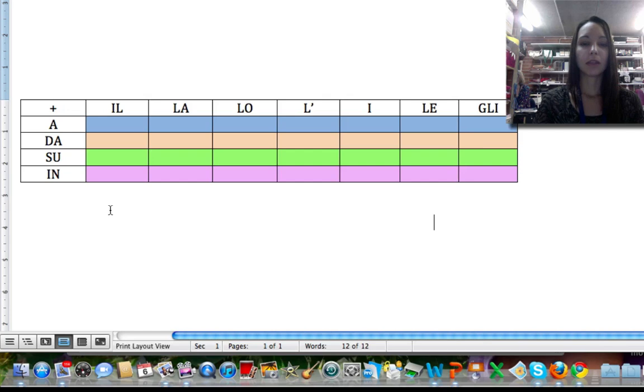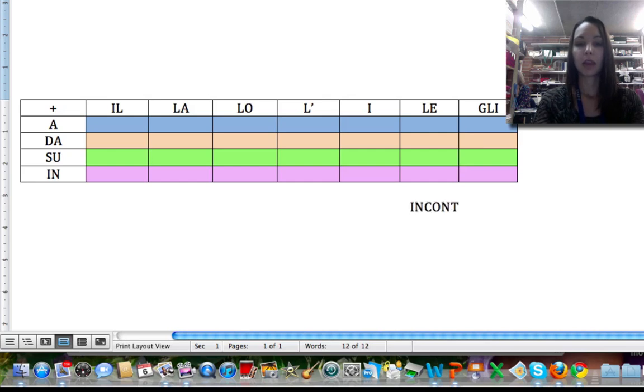Okay, so in Italian, you will never see just a and il together in a sentence, because they need to combine to become one single word. And I'll give you an example. In our unit, we are looking at meeting up with someone, and when you want to decide where to meet up, this is what happens.